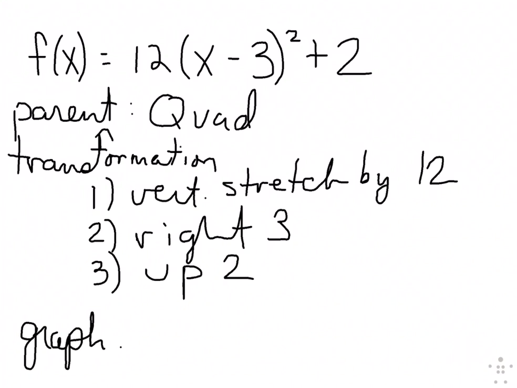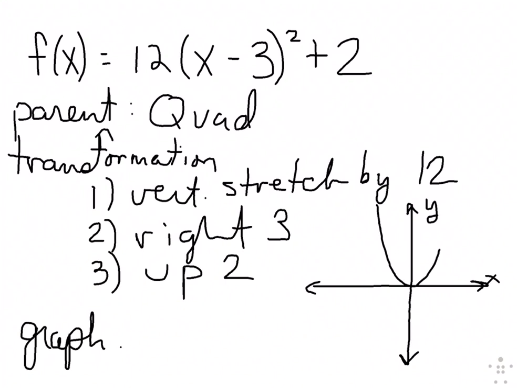Now, the graphing side of it. I don't know if you guys got to that part yet or not. But the parent should look something like this. That should be my parent. Now, according to your transformations that took place, going by a vertical stretch by 12, I should be a lot narrower, shouldn't I? Should be almost pretty skinny. And then also right 3 and up 2.